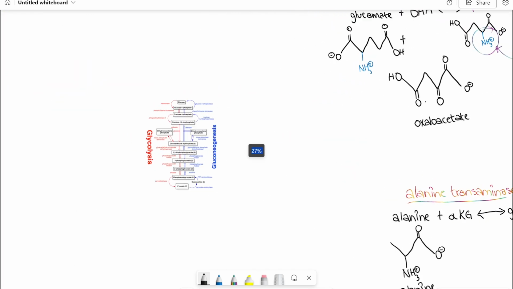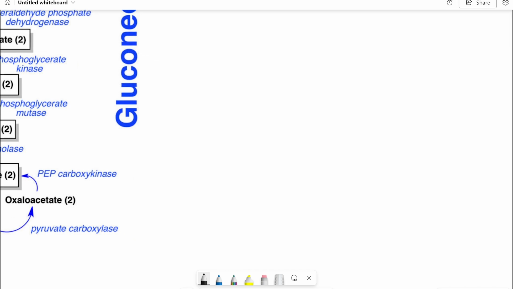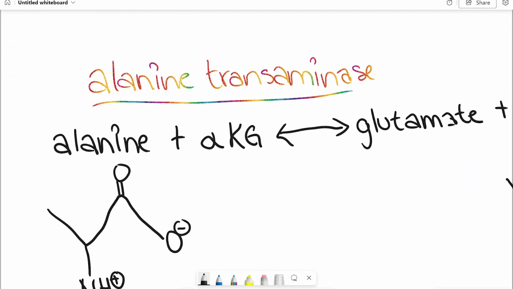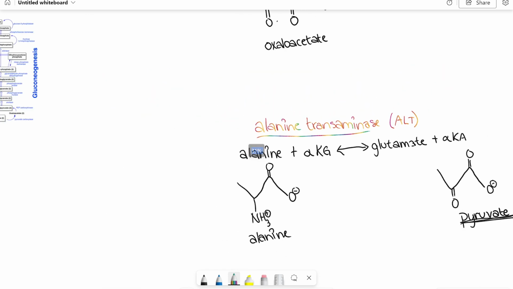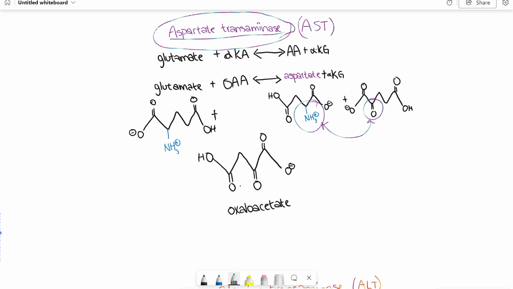Pyruvate's another one of those molecules that goes straight into gluconeogenesis. Making pyruvate to be able to do gluconeogenesis is incredibly important. The amino acids involved in creating pyruvate and oxaloacetate are going to be very important. So we've got the alanine transaminase, which can be abbreviated to the ALT, and then we've also got the AST or the aspartate transaminase.